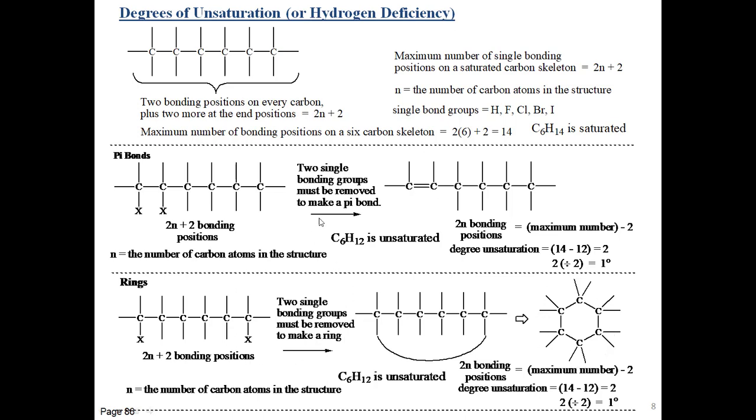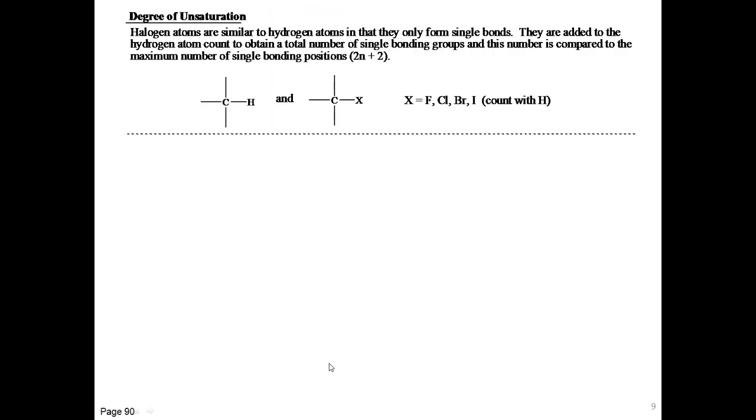So if I look over here at the saturated 6, I have 14 possibilities, but if I count up here, I have 12. So 14 minus 12 is 2 missing. Divide that by 2, and I have 1 degree of unsaturation because of a ring, just like I had 1 degree of unsaturation because of a pi bond. So those are the 2 possibilities, rings and pi bonds.